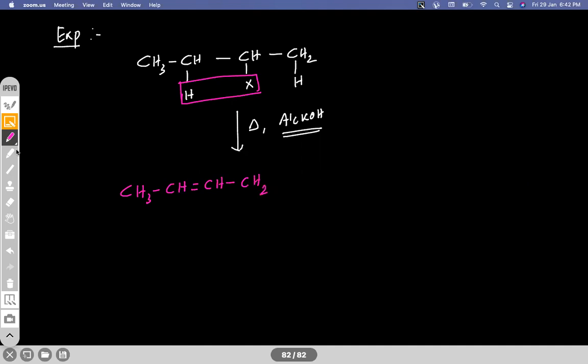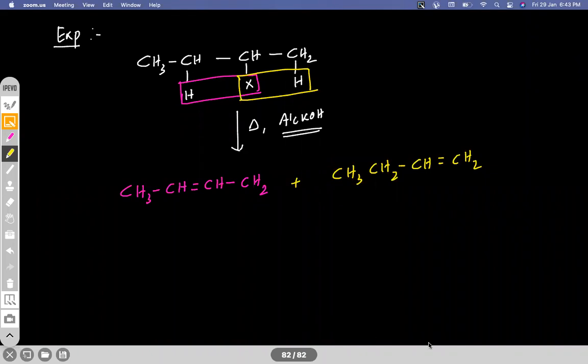This is one possibility. Another possibility is that this X combines with this hydrogen on the right and forms a double bond over here. So that would be CH3 CH2 CH double bond CH2. So two different alkenes we are getting here, right? So the alkene which is more stable is the major product here. So in this case, we can talk about major or minor product. Okay. So which one is more stable in these two alkenes? Left one or the right one?